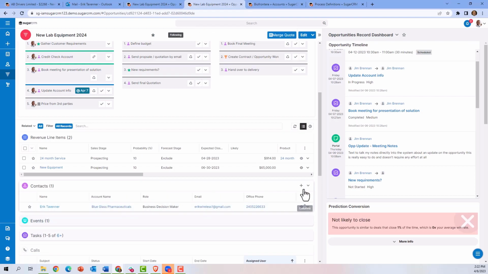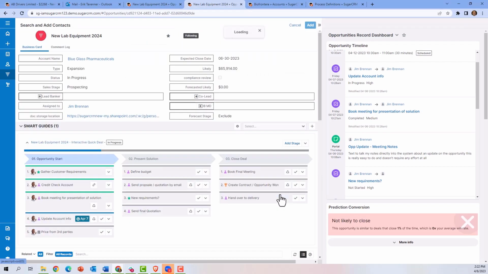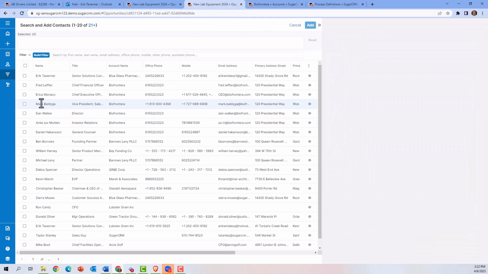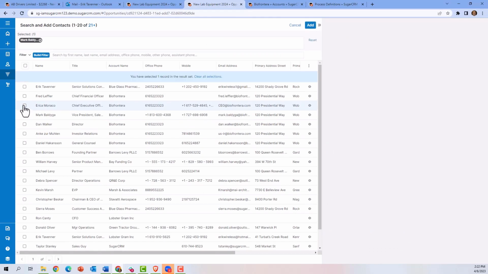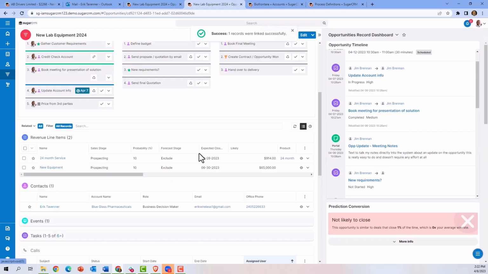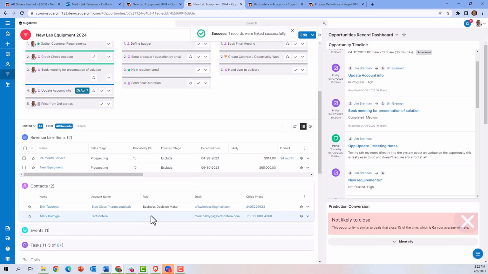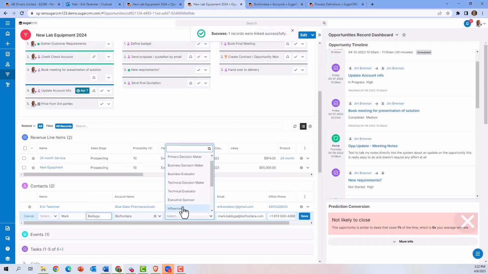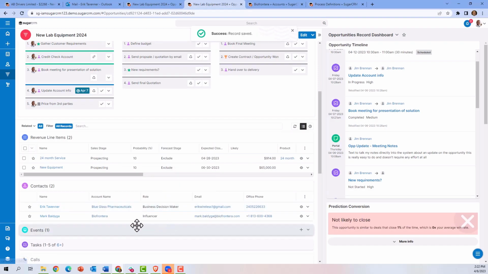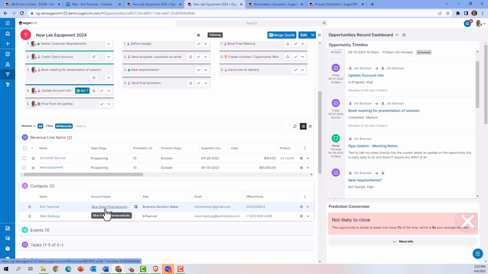We can also link additional people to the system, even people outside of the organization, if that makes sense. In this case, we can link them to Mark at a competing organization. Maybe we know that he knows somebody there. Maybe he's a buying influencer, so we can tag him as an influencer on the opportunity. Even though Biofrontera is not the same organization we're selling to, Blue Glass Pharmaceuticals, we know that they have a partnership and relationship. And we know that they're influencing the buying decision because they also buy our products.